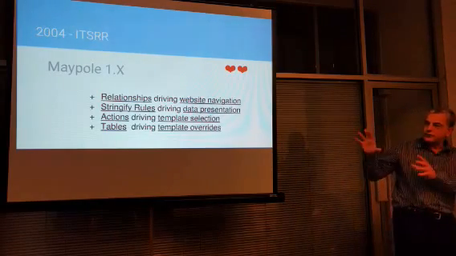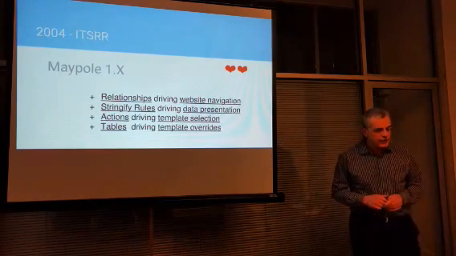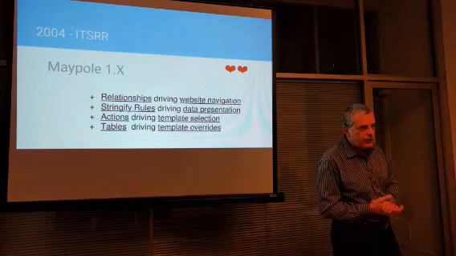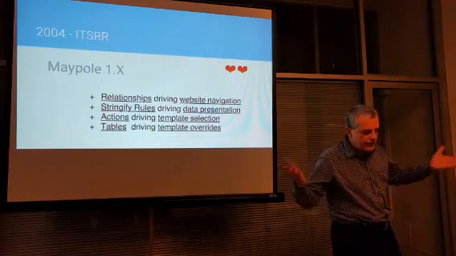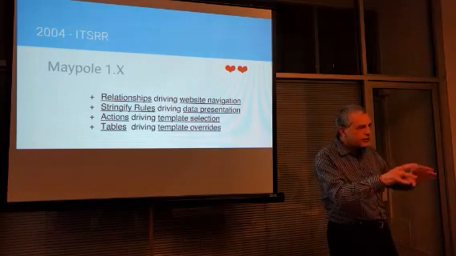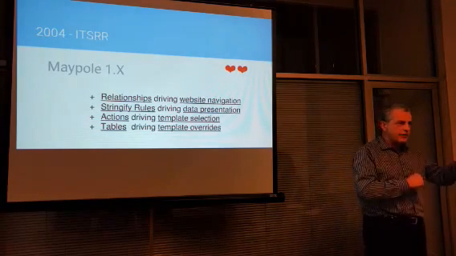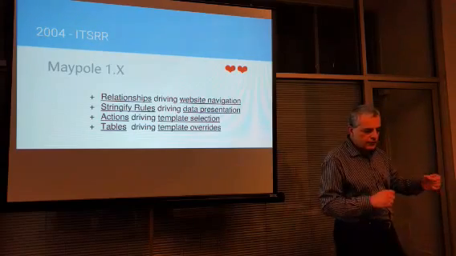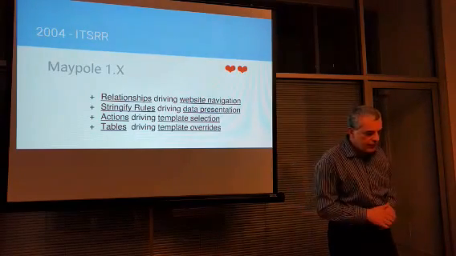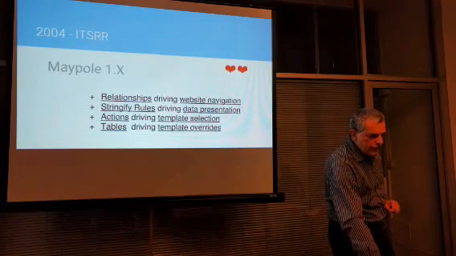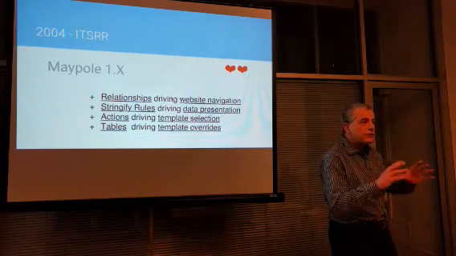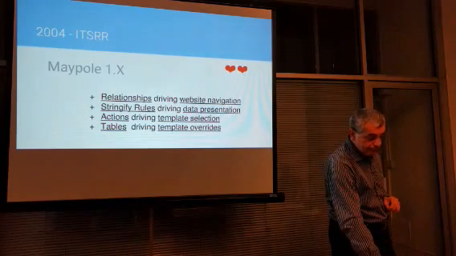I don't think there's time to talk about them in great philosophical terms, but essentially in that very, very small initial Maypole package: relationships driving website navigation, stringify rules, the importance of stringify rules, writing a stringify for every object in your object model, and then using those stringifications in strategic places in the app that you're generating, how we choose our templates and how we override our templates, the story about how it all comes together.